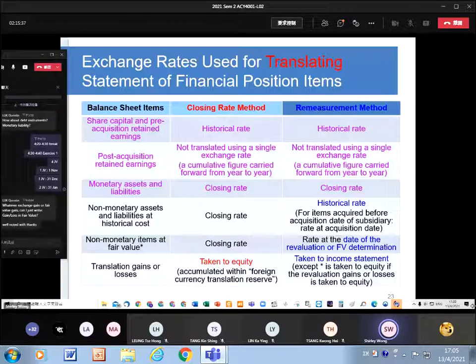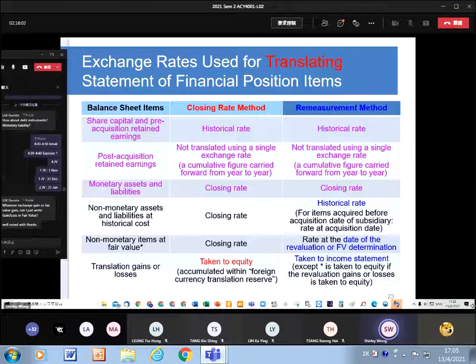What is the meaning of historical rate? Which day you started to own these subsidiaries? That day's rate is the historical rate. So we will translate it at the historical rate under the closing rate method and under the remeasurement method. For both share capital and pre-acquisition retained earnings at the date of acquisition, we will use the historical rate, that is the acquisition date rate.